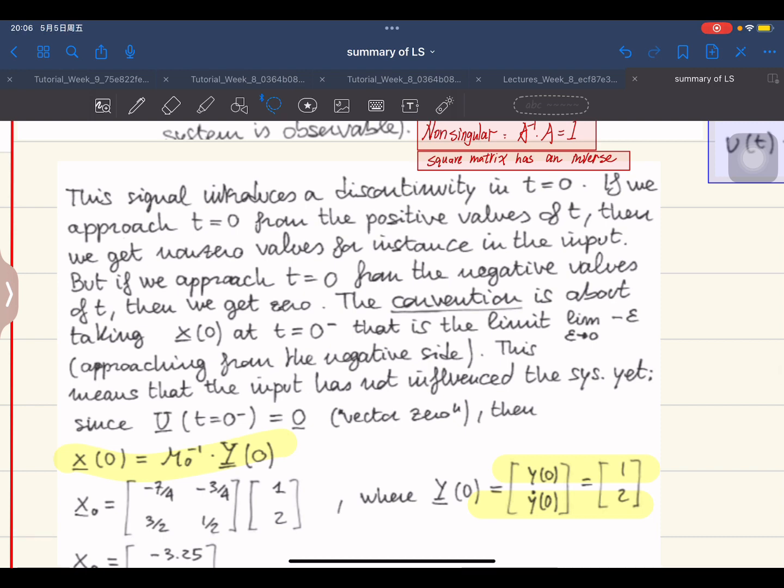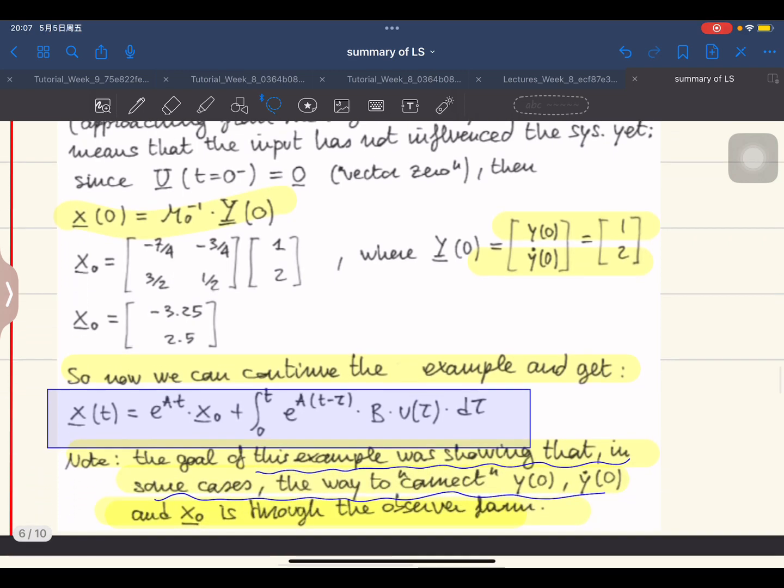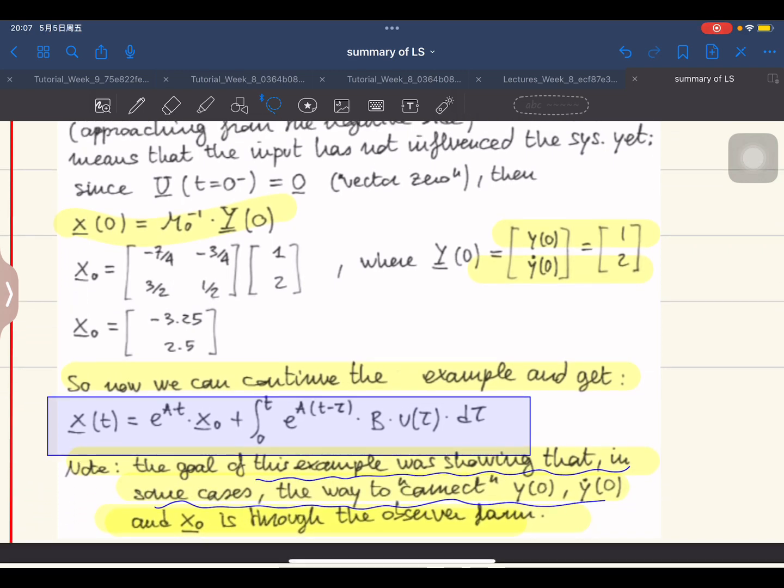explains that there is a discontinuity at t equals 0. If we approach t equals 0 from the positive values of t, then we get non-zero values, for instance, in the input. But if we approach t equals 0 from the negative values of t, then we get 0. The convention is about taking it as 0 at t equals the negative limit, that is the limit to minus epsilon, approaching from the negative side. This means that the input has not influenced the system yet, since it's approached from the negative and equals 0, right? Then we can use this one, okay?